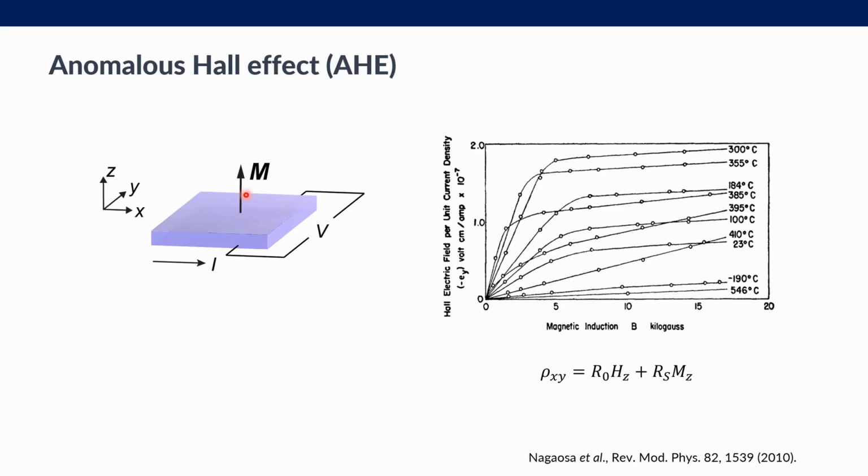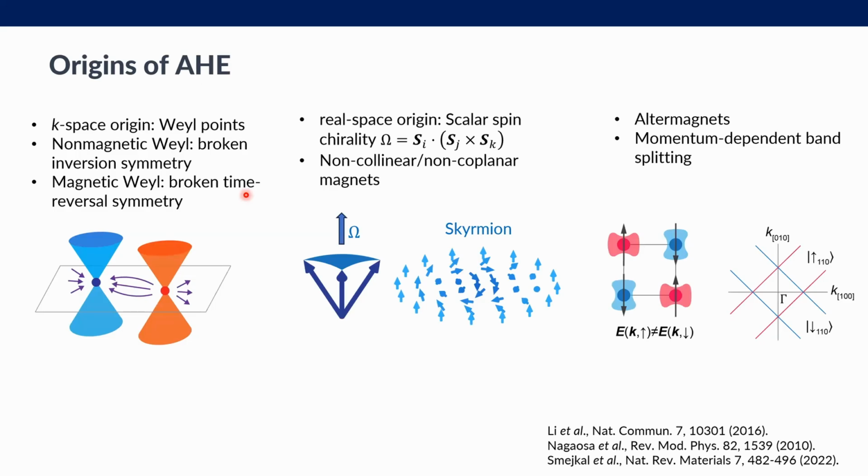And traditionally, people associated this anomalous Hall effect with the broken time reversal symmetry in ferromagnets. And in recent years, people also realized that the anomalous Hall effect can also be observed in antiferromagnets, provided that the spin structure is non-collinear, or if there is some small spin canting. So now we see that the anomalous Hall effect is actually a fingerprint of the broken symmetry in the system. So what are the possible origins of the anomalous Hall effect?